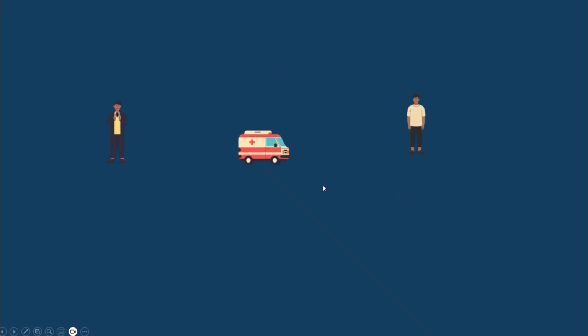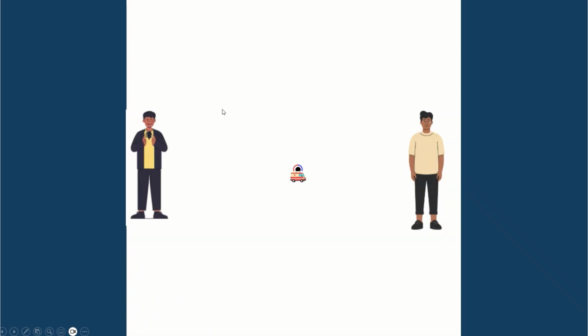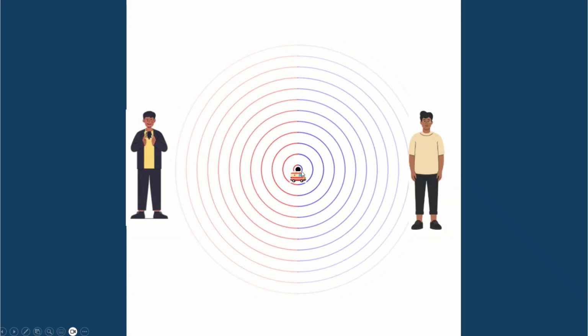To explain the Doppler shift, I'm going to consider this scenario. I have an ambulance here, and one person is standing in front of the ambulance, and another person is standing behind the ambulance. The first scene I'm going to consider is that the ambulance is stationary. In that case, the ambulance will be providing the sound equally in both directions. So, the sound will be propagating equally in all directions, and both these men will be hearing the sound equally.